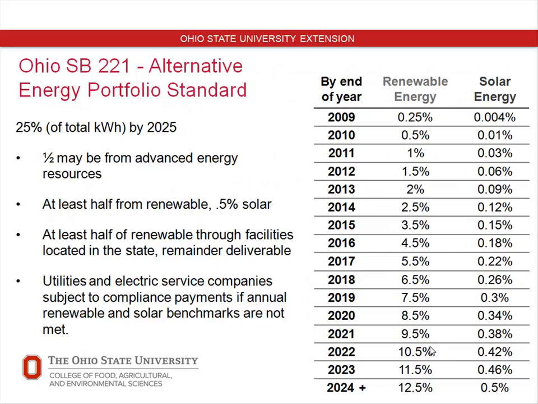So moving forward, looking at Senate Bill 221, it established an annual benchmark to meet those goals, okay? So every year there's a benchmark for renewable energy that needs to be met in order to come out to that 12.5% renewable energy by the year 2025. The other half, once again, could come from advanced sources.